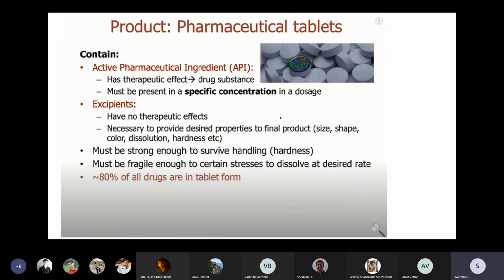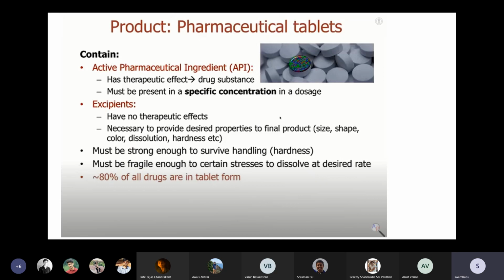API, with excipients so that you will get a tablet of specific shape, a tablet with a specific dissolution rate, a tablet with specific hardness. Because the final solid product that you make should be strong enough to survive the handling and transportation. At the same time, once you consume the tablet, it should be fragile enough to dissolve at a desired rate. These are the two important characteristics. It should be mechanically strong, at the same time fragile enough to dissolve at a desired rate.